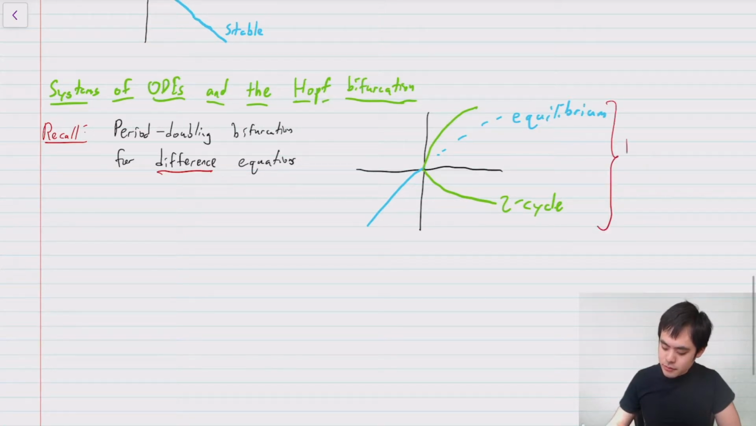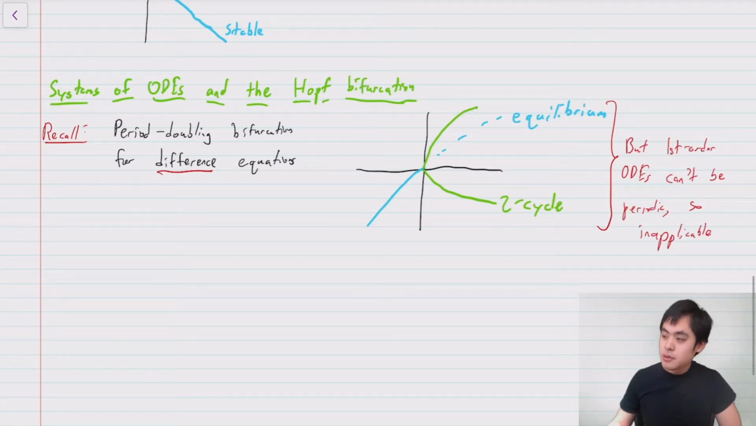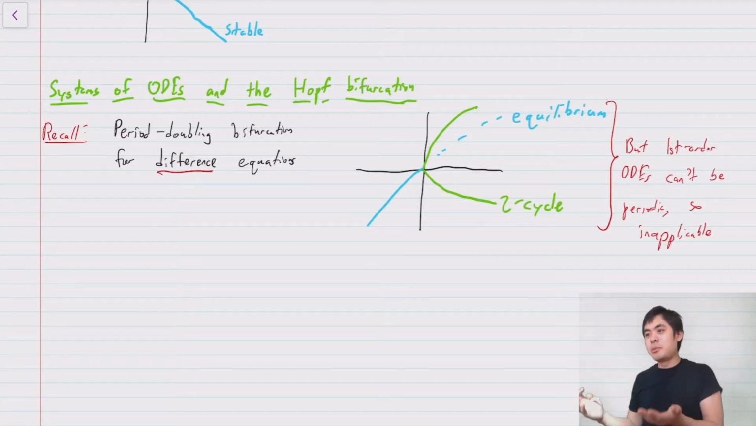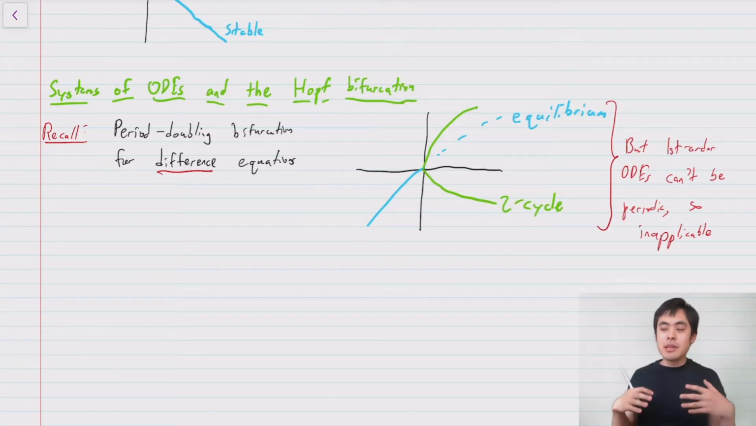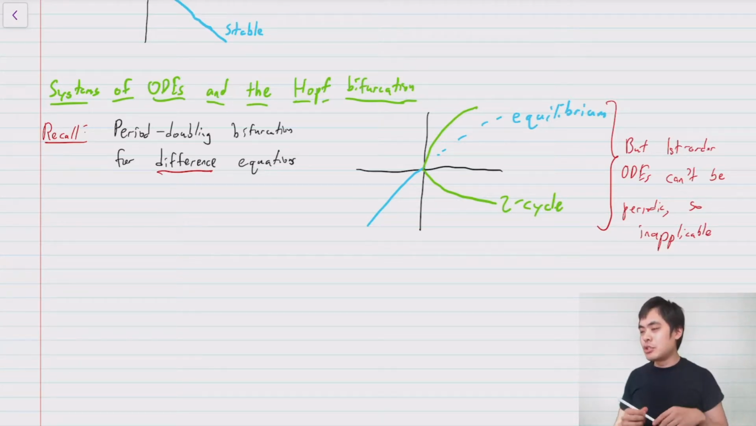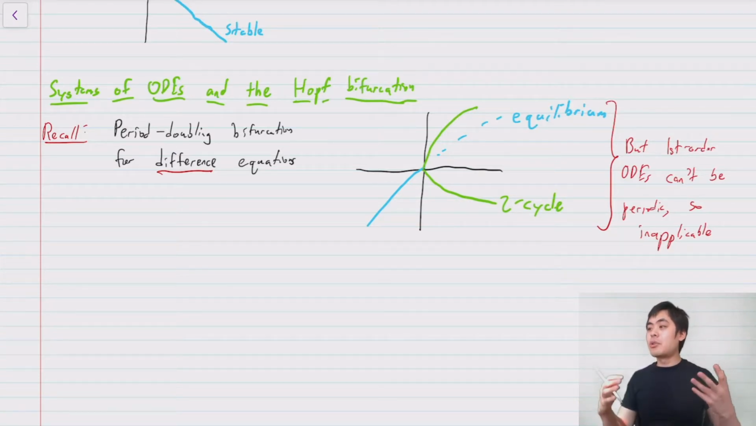But first order ODEs can't be periodic. So this is inapplicable, right? Because you can't have a period doubling bifurcation if you're not allowed to be periodic. And so in order to get the appropriate generalization, or the appropriate analog, of the period doubling bifurcation for differential equations, we have to move on to systems of ODEs, since they're higher order, and you can actually have periodic solutions for systems of ODEs, though you can't for a single first order ODE.